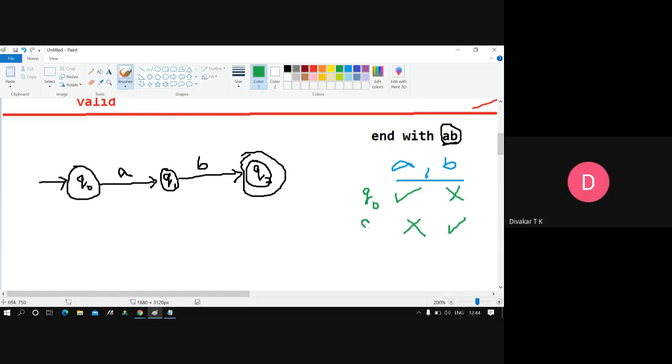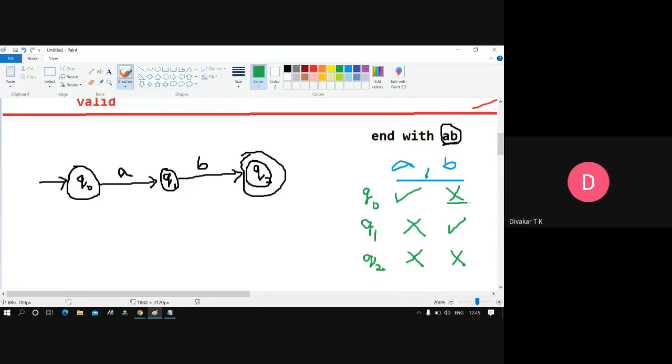Okay, this is Q1. Now this is Q2. I'll write Q2 here. From Q2, is there any outgoing edge for A? No, sir. Very good. Any outgoing edge for B from Q2? No, sir. Perfect. So DFA means what? From each state, all the symbols should be passed, all outgoing edges should be there. Then only we can say it is a DFA.